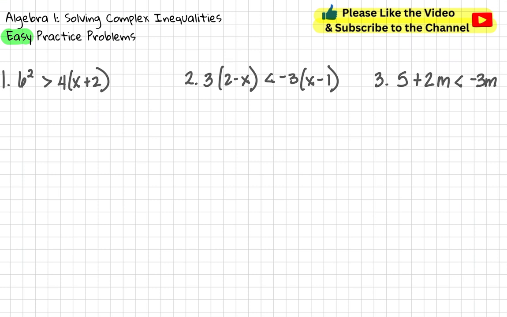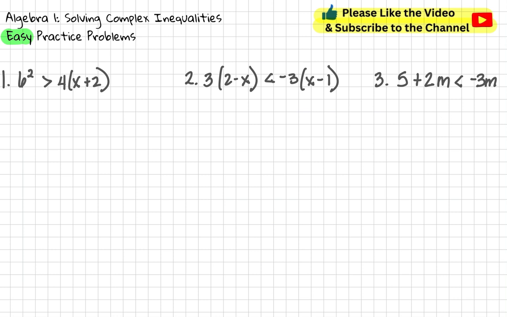So for simplification, I want y'all to think about PEMDAS, which is parentheses, exponents, multiplication, division, addition, subtraction. I want you to think about using the distributive property wherever you can, which is what we're going to use here. And we do have some exponents on the left side. And combining like terms. Those are the most common things that will involve simplifying inequalities and or equations.